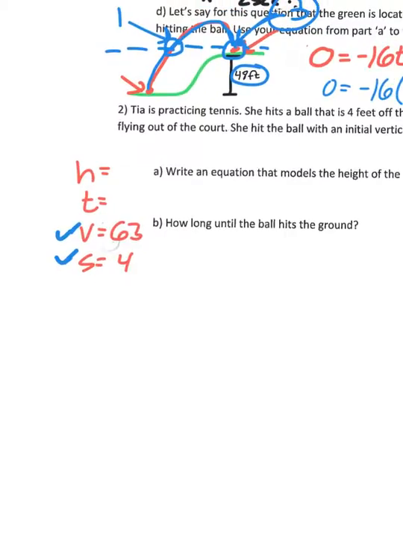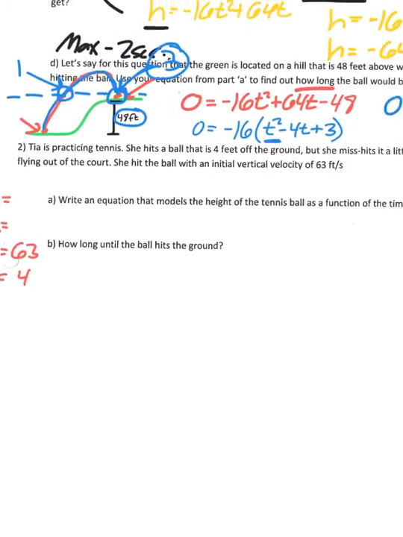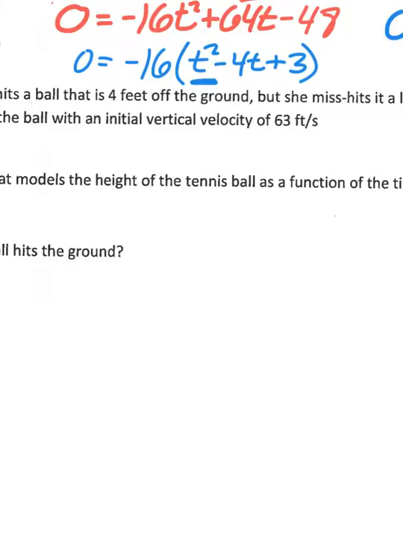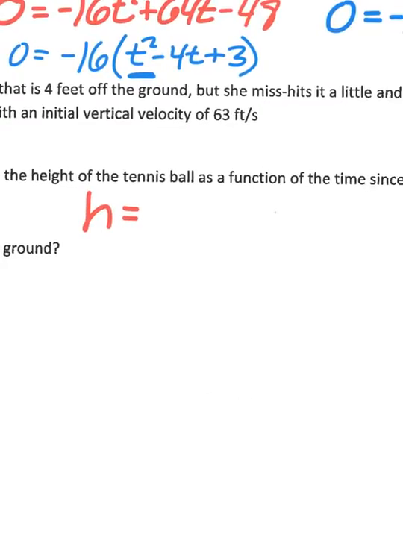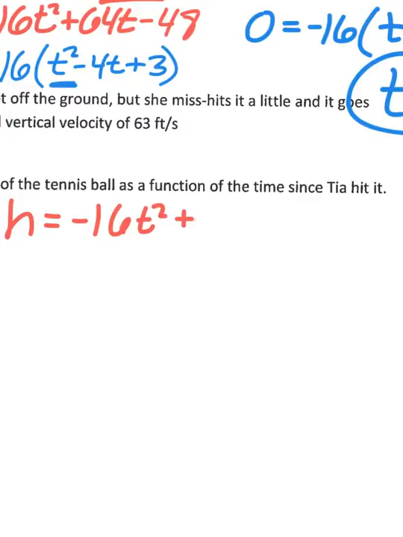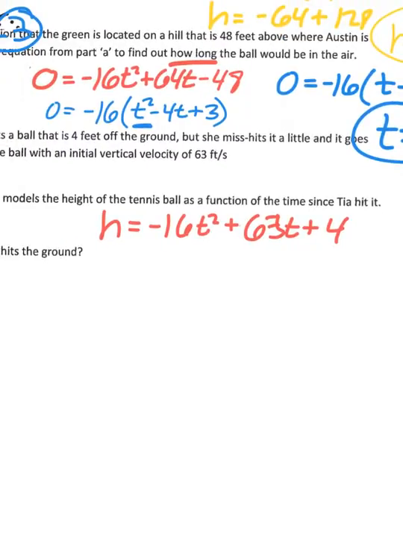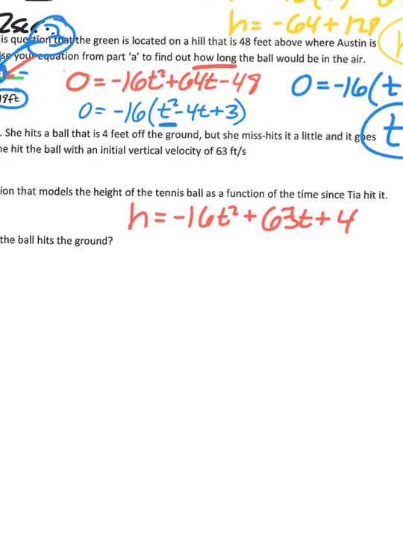And part A then is just to write our equation with h and t still in there. And then we'll see what they want us to do for a question. So h equals negative 16 t squared plus 63t for the initial vertical velocity. And then in this case, plus 4, because we have an initial height that the ball is taking off from. So in this case, s is 4, so plus the 4 at the end.